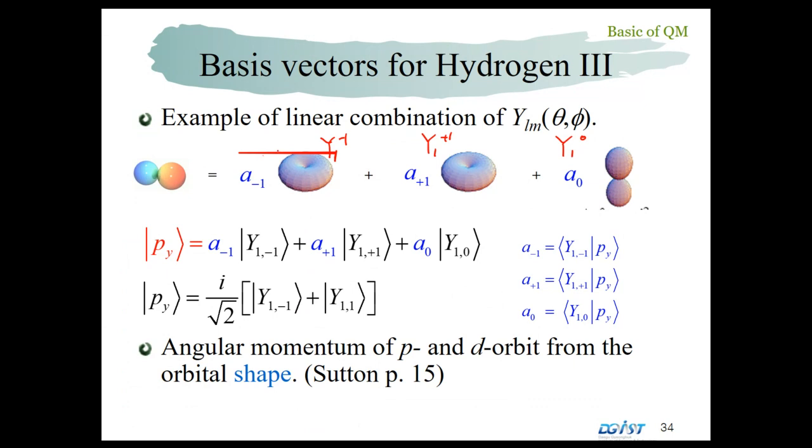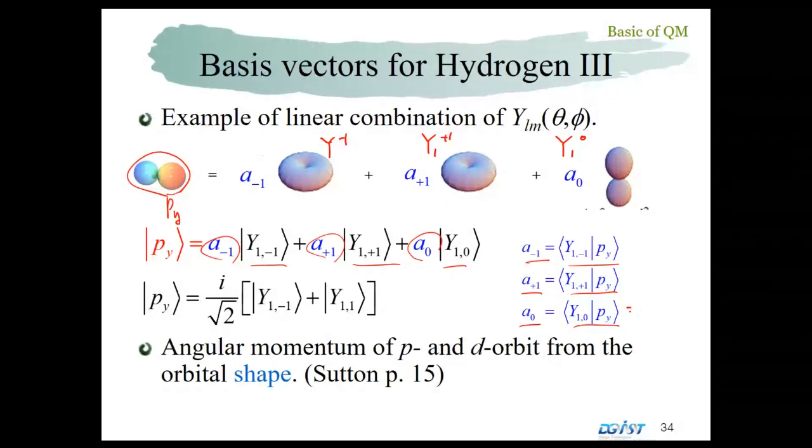So those, let's say Py, are Py orbitals, and they should be represented by a linear combination of these three basis vectors. And those are the coefficients. In order to obtain the magnitude, what we need is taking the inner product between those two vectors. And as you see here, if you multiply those orbitals, you can easily imagine they are going to be zero.